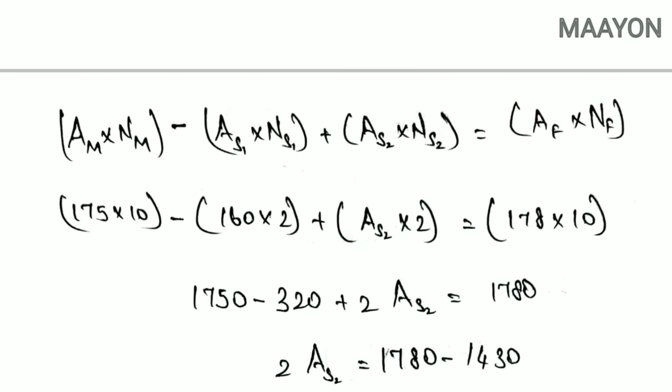Here the average of main group, that is the height of the persons in the main group, is 175, the number of persons in the main group is 10, the number of persons replaced is 2 and their average height is 160, the number of persons added is 2 and their average height is unknown, equals to the number of persons and average in the final group. It is just a replacement, so the number of persons in the main group and the final group are equal, so it's 10, and the average height of final group is 178.